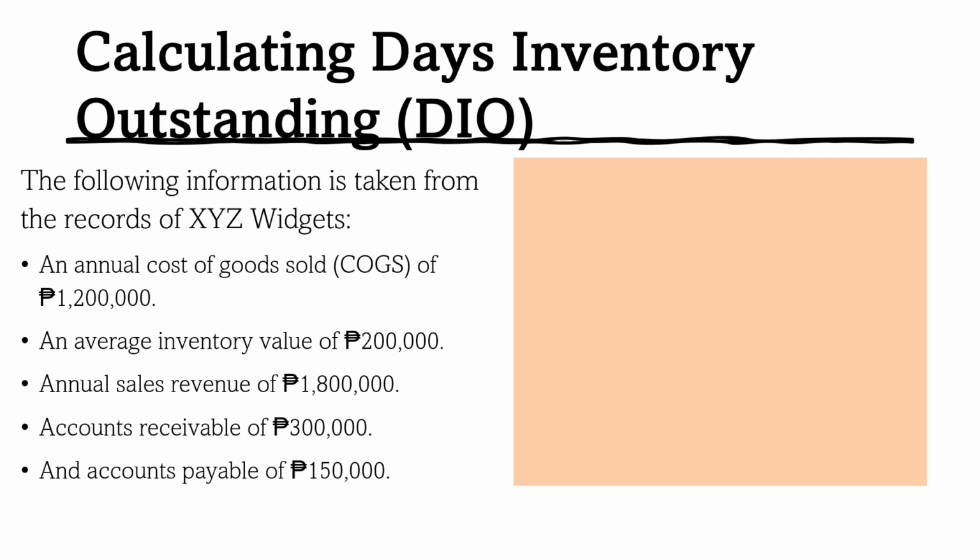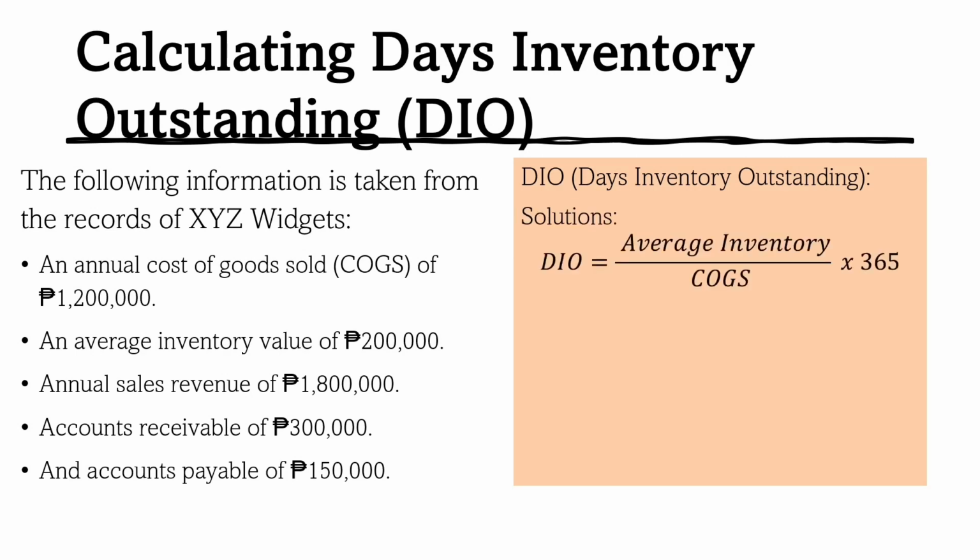To calculate Days Inventory Outstanding or DIO, we will use this formula. DIO is equal to average inventory divided by COGS, and the quotient will be multiplied by 365 days. In this case, it would be 200,000 divided by 1,200,000 times 365, which equals 61 days.